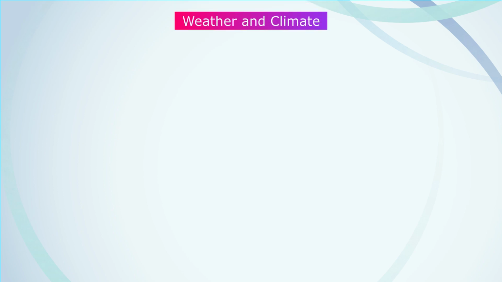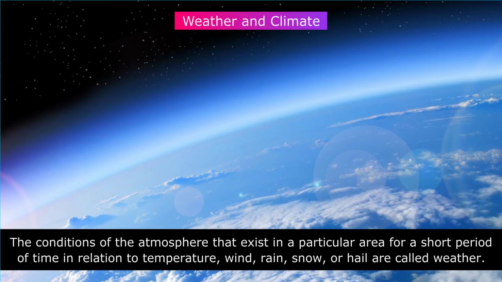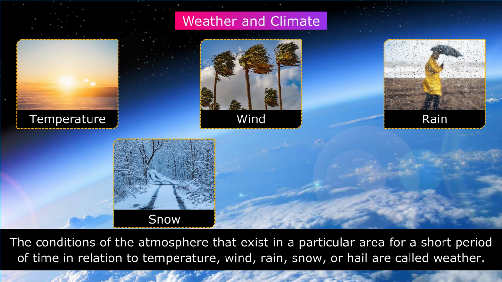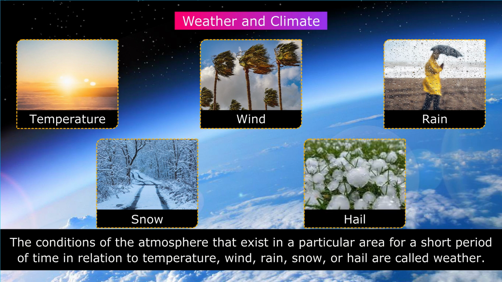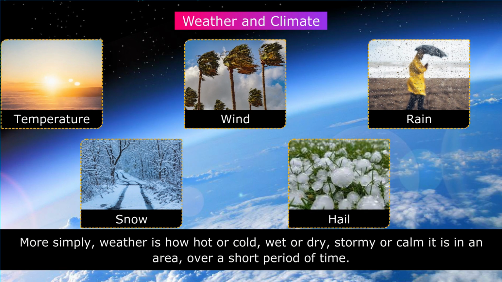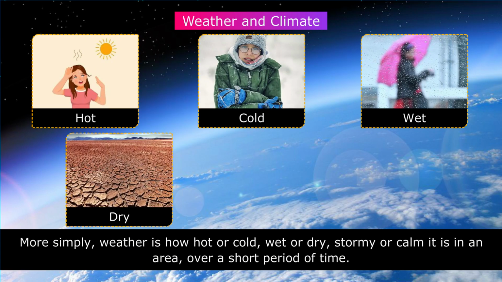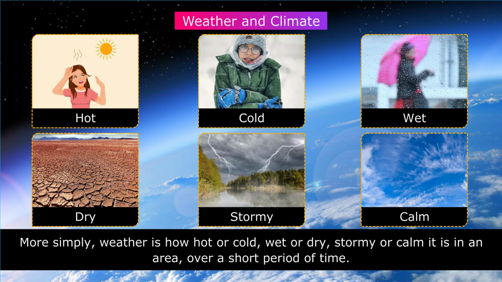Weather and climate. The conditions of the atmosphere that exist in a particular area for a short period of time in relation to temperature, wind, rain, snow, or hail are called weather. More simply, weather is how hot or cold, wet or dry, stormy or calm it is in an area over a short period of time.